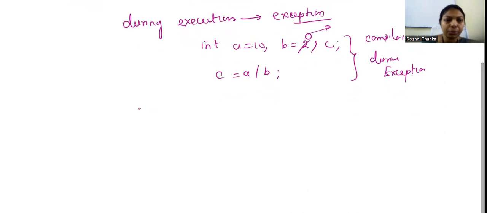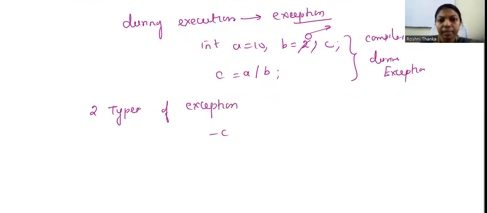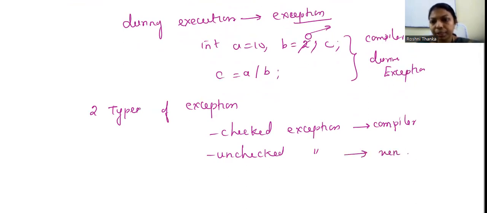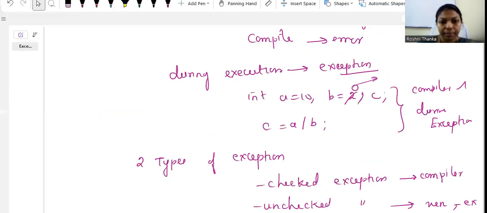Before that, there are two types of exceptions: checked exception and unchecked exception. What does checked exception mean? If the exception is checked during the compile time itself, we call it a checked exception. If the exception is checked during the run time or execution time, we call it an unchecked exception. We will see examples for all these so that you will understand it better.